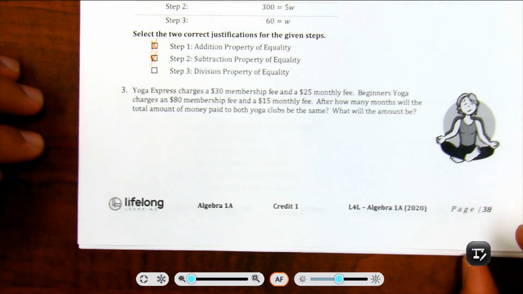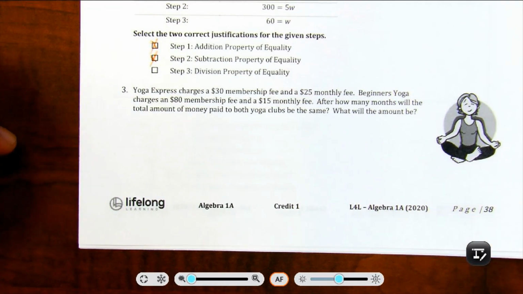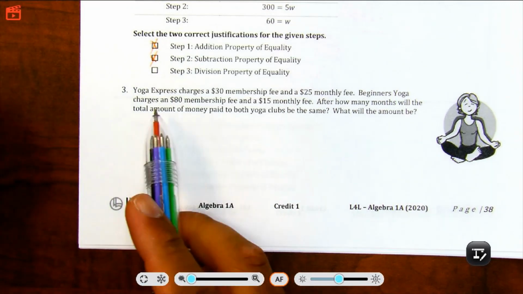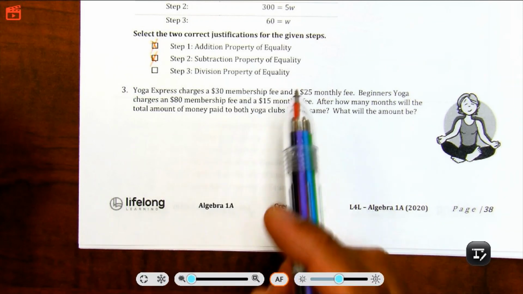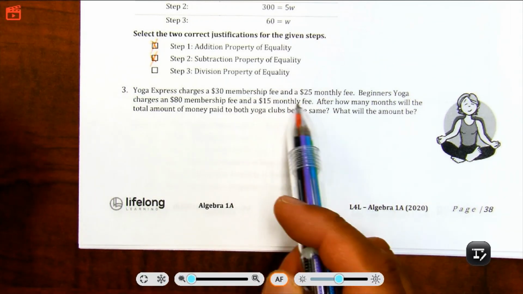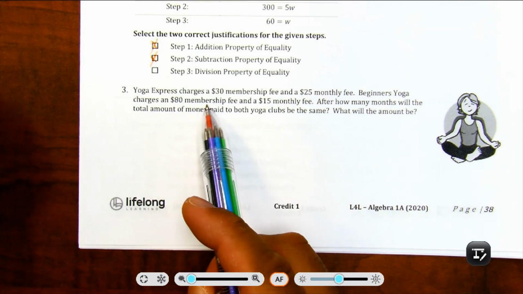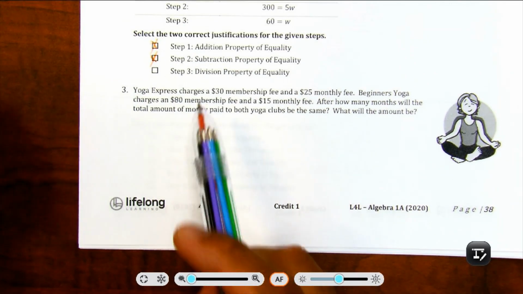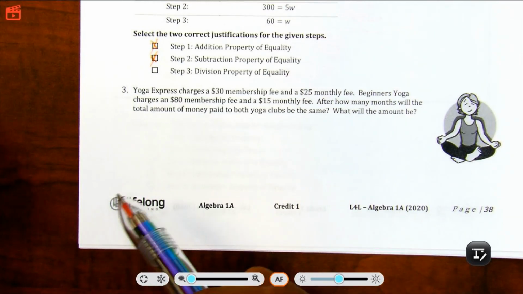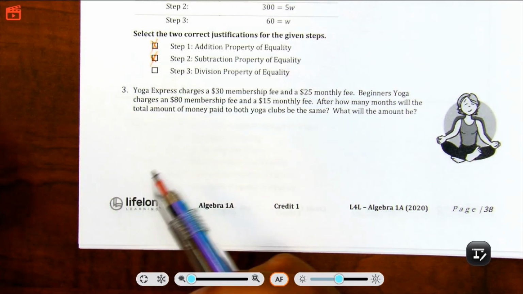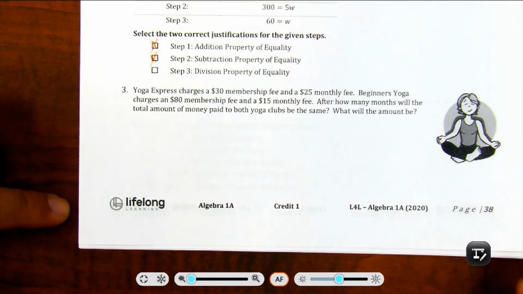Okay, and the last example that we're going to go over is about two companies. So just like the example, two companies, there's an initial value and a rate of change. So Yoga Express charges $30 membership fee and $25 a month. Beginners Yoga charges $80 membership fee and $15 a month. After how many months will the total amount of money paid to both yoga clubs be the same? And then what will the amount be?